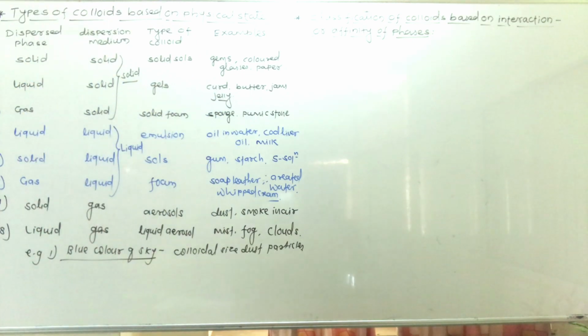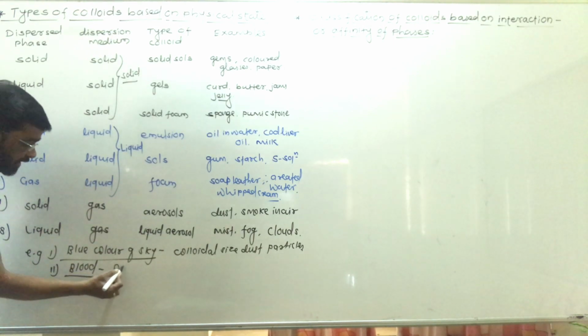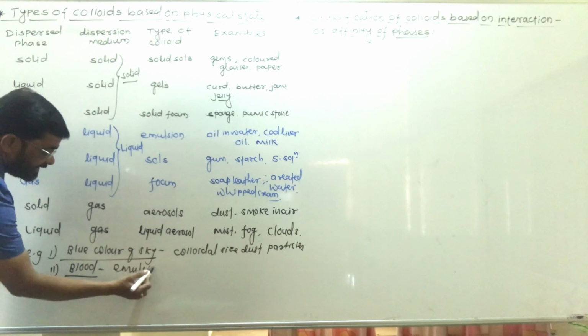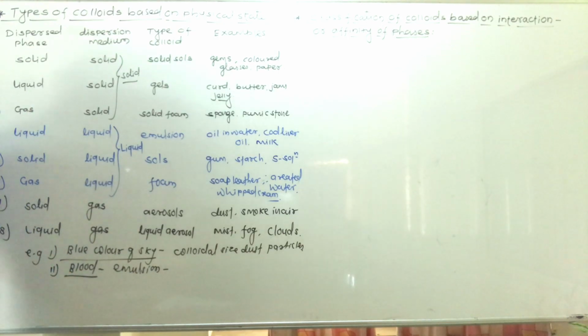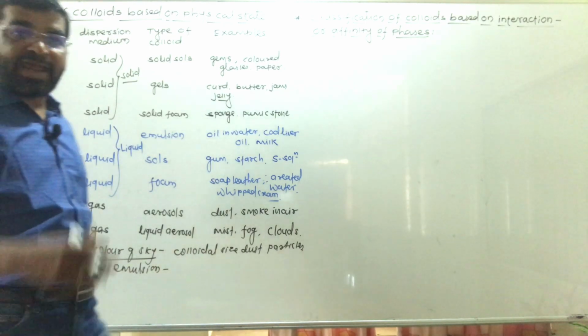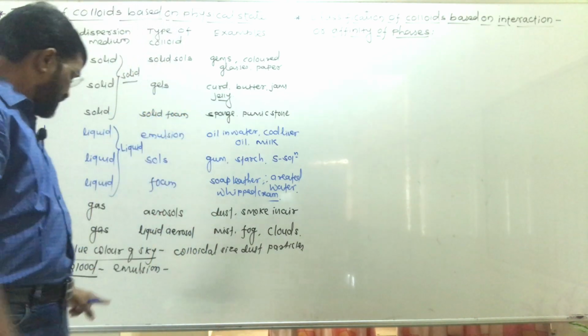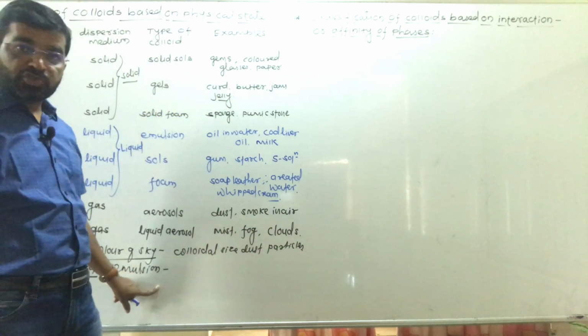Another example of colloidal solution is blood. Blood is a colloidal solution. Blood plasma is an emulsion, a dispersion of plasma proteins and antibodies in water. So blood is a colloidal solution.